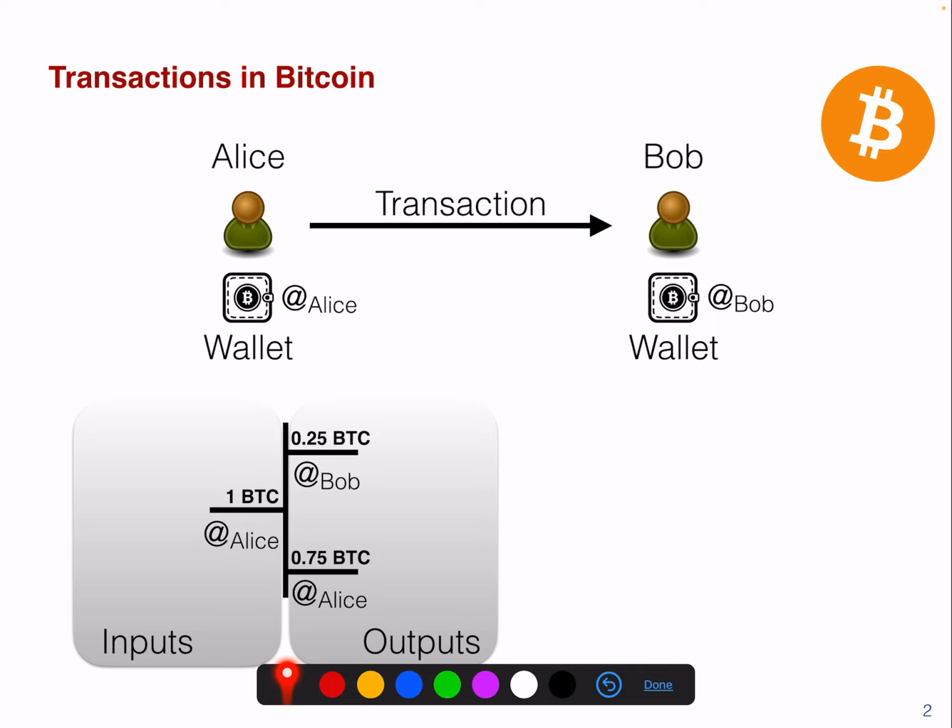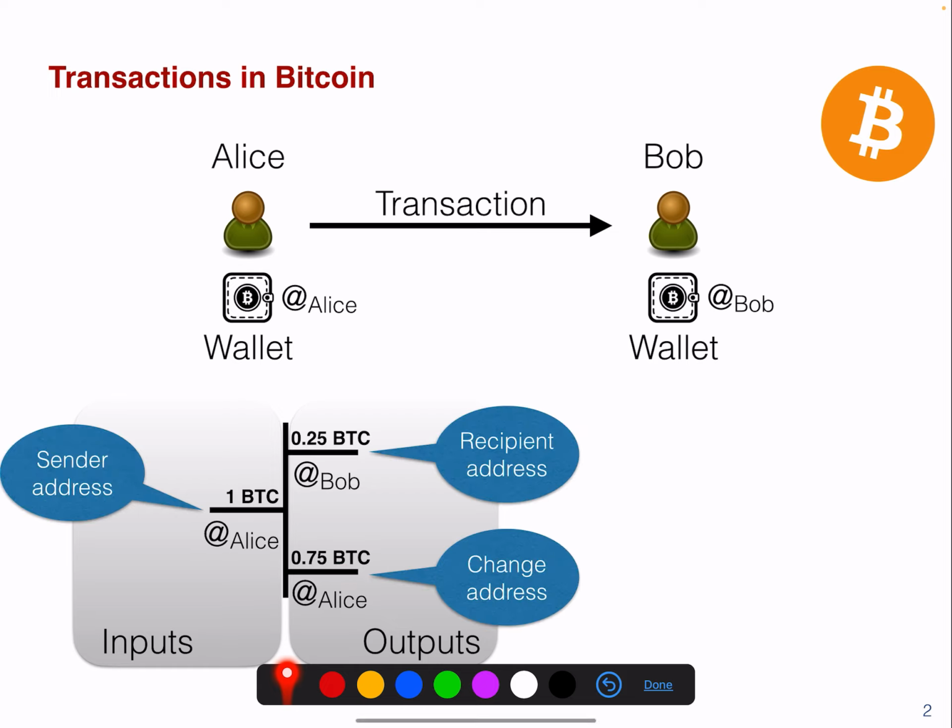So she's putting in 1 Bitcoin, and obviously she cannot create coins out of thin air, so the sum of the outputs will have to be equal to the sum of the inputs. But she can decide how to distribute the funds inputted into that transaction. So she decides to send 0.25 Bitcoin to Bob, and she wants to send 0.75 Bitcoin to Alice. Here this is the sender address, this is the recipient address, and that's the change address.